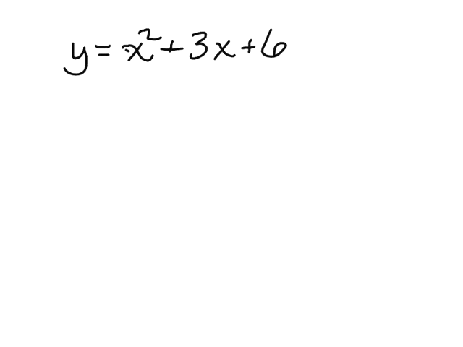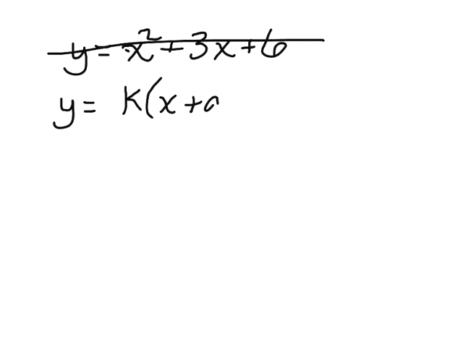So we have to think of what a parabola is. Rather than thinking of it as y equals x squared plus something x plus some number, we're going to think of it differently. We're going to write it as y equals k times (x plus a) times (x plus b).